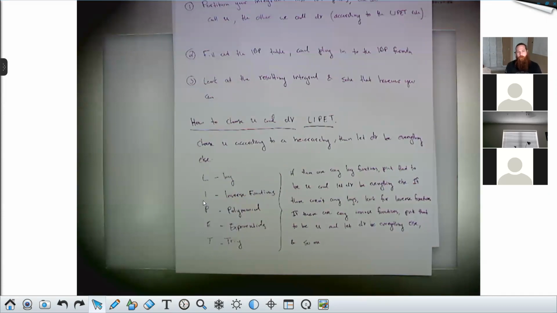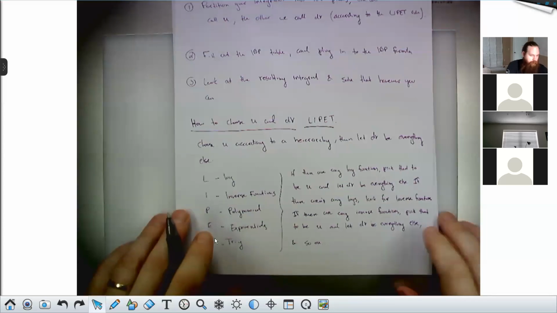If there aren't any inverse functions, then you look for polynomials. If there's a polynomial in there, then you should let u be the polynomial piece and let dv be everything else. That's what we did for the x e to the x. We didn't have any logs, didn't have any inverses, but we did have a polynomial. x is a polynomial. So I let u be x and I let dv be everything else, e to the x dx. That's the way this works. So let's look at a few more problems.